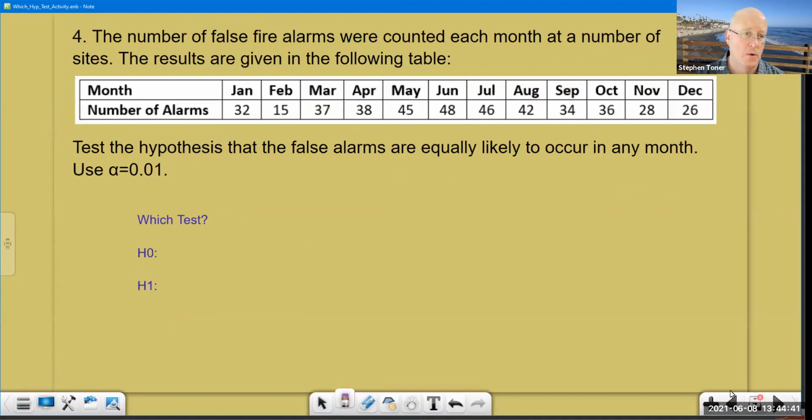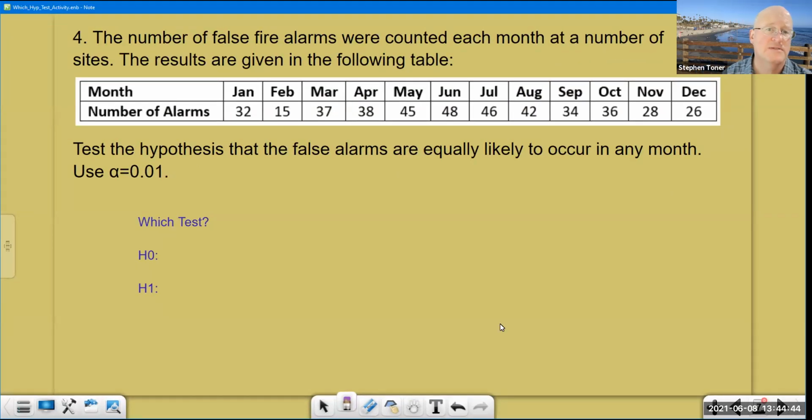Continuing on to number 4, the number of false fire alarms were counted each month at a number of sites. The results are given in this table. Each month is listed and the number of false alarms there. Test the hypothesis that the false alarms are equally likely to occur in any month. That's a little bit different. Are equally likely to occur.